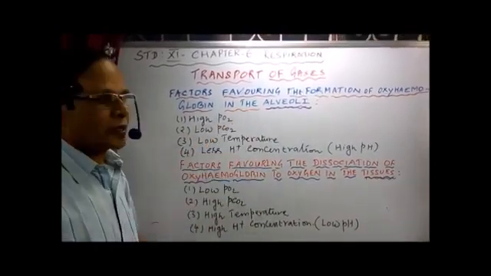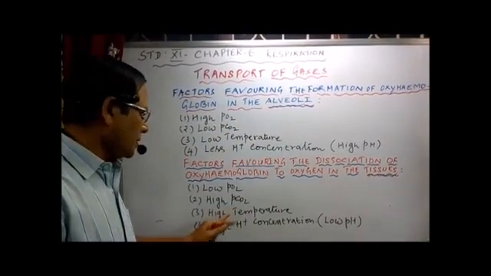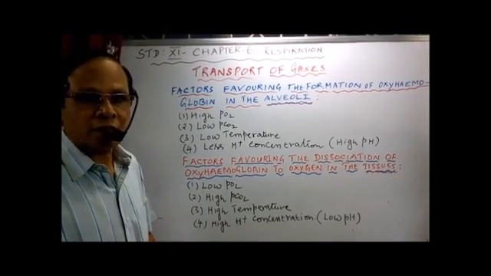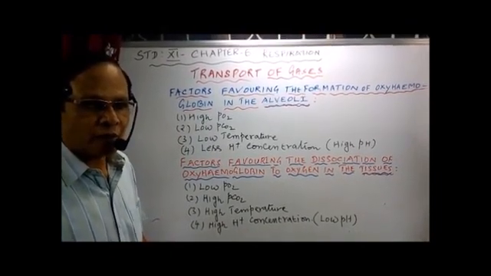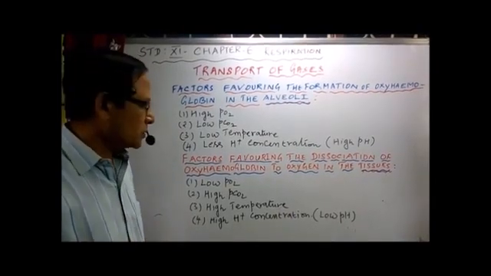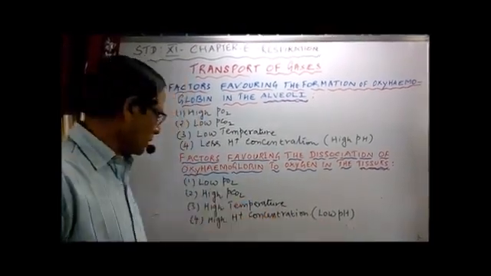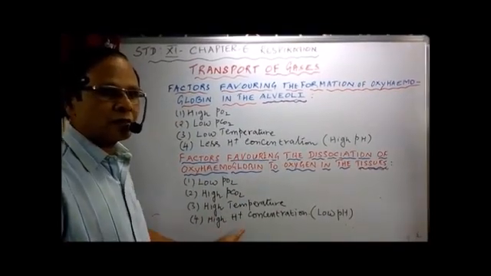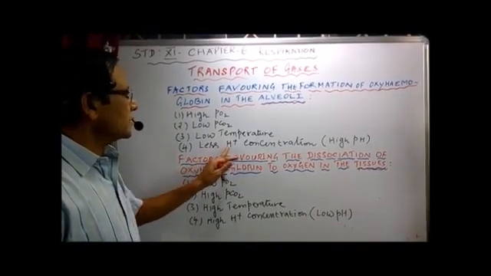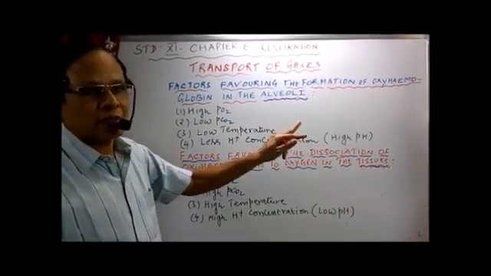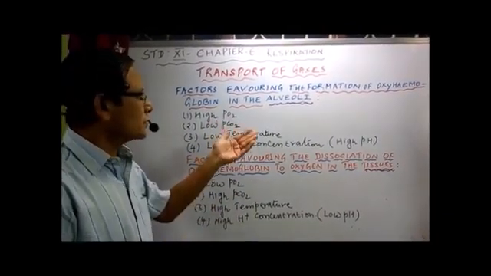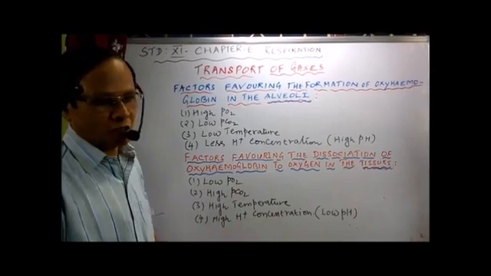When compared to the alveolar, there is a medium. High temperature, high hydrogen ion concentration. When the concentration of hydrogen ion increases in a fluid medium, the acidity increases. When the acidity increases, the pH becomes low. That's why I mentioned low pH. So an increase in hydrogen ion concentration increases acidity and decreases the pH. And a decrease in hydrogen ion concentration increases the pH, that is alkaline pH. So these are all the different factors favoring the formation of oxyhemoglobin and its dissociation.